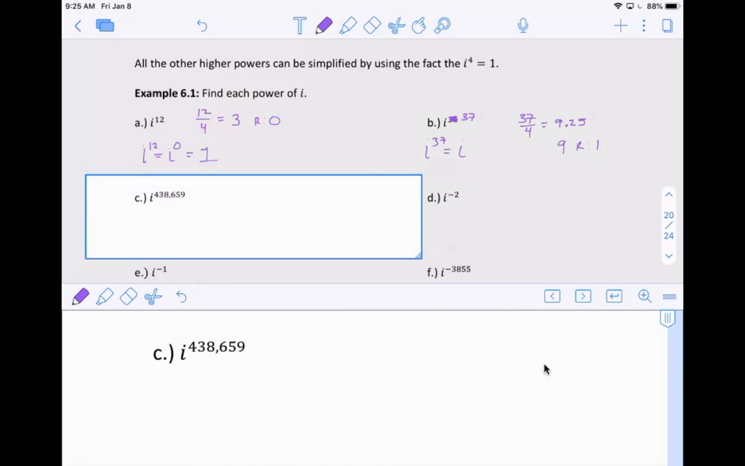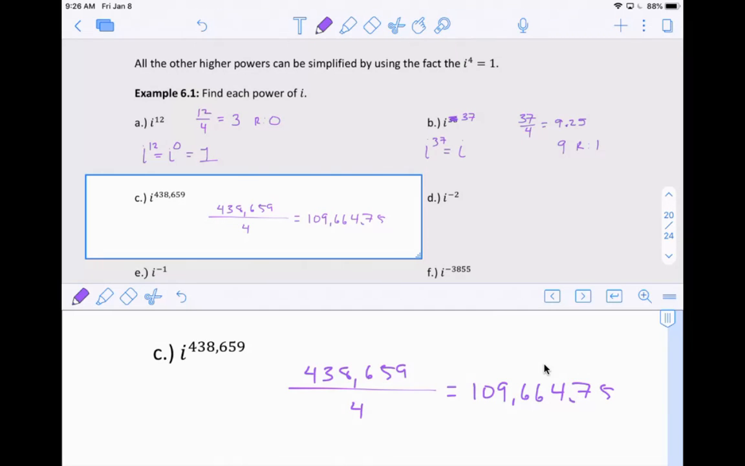We can do the same idea with even the huge ones. We're not going to sit here and calculate i out to the 438,659th power. That's silly. Let's take 438,659 and divide it by 4. What would that be? Even I don't know that off the top of my head. 438,659 divided by 4 is 109,664.75, which means it's 109,664 cycles through. But who cares?